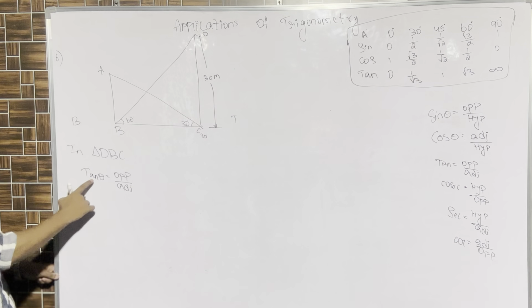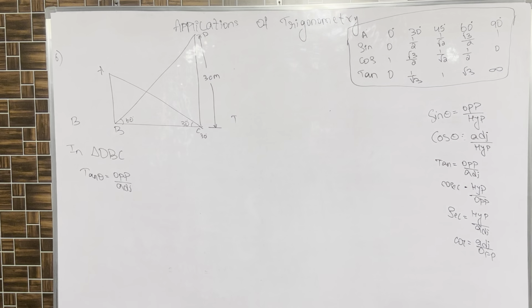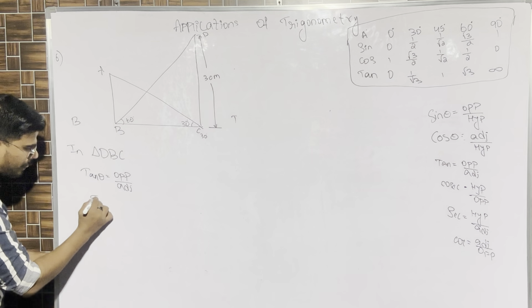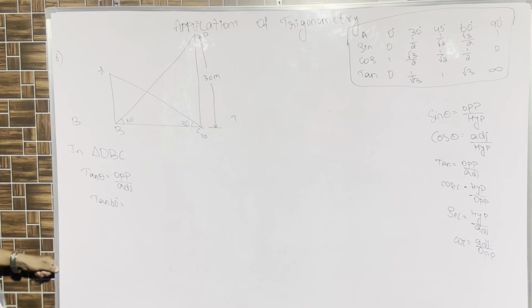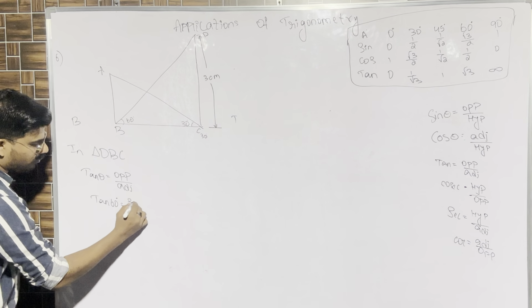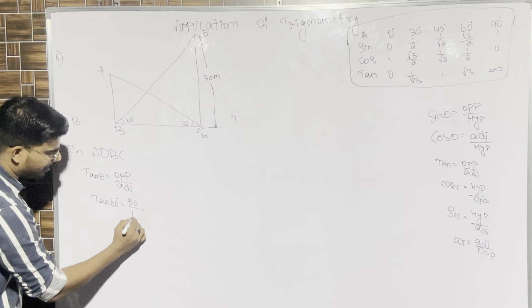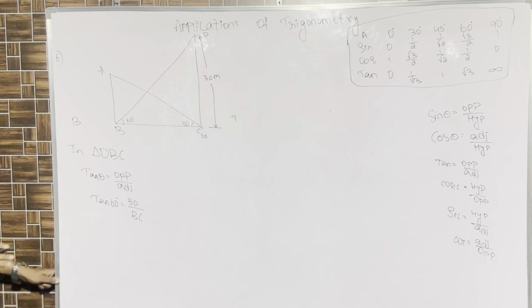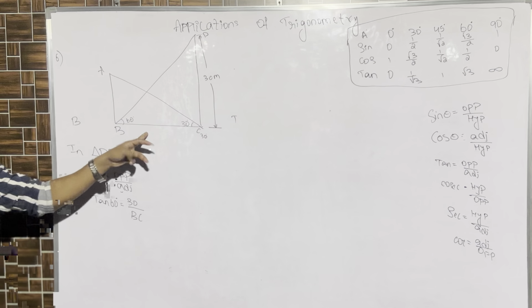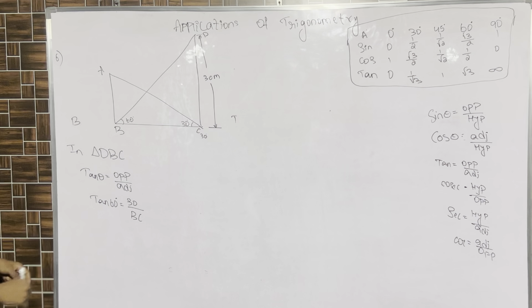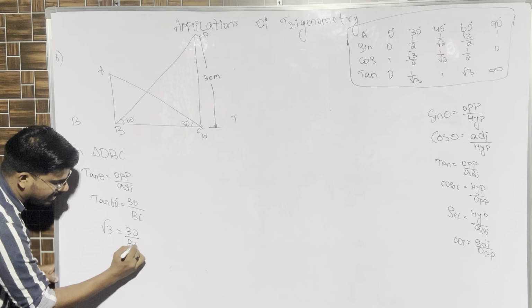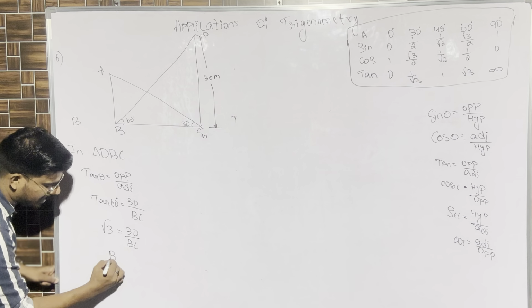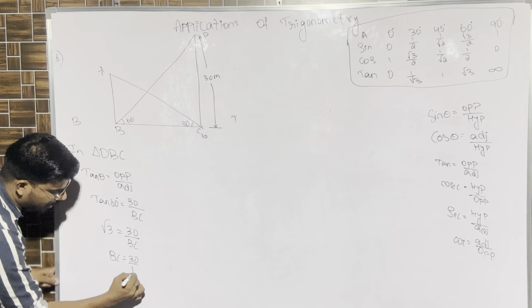Opposite by adjacent. What is the theta? How much is the angle? 60. Tan 60 is equal to opposite 30 by adjacent BC. BC is not required, BC is not asked. However, in order to calculate AB, we are finding BC, so that in the second triangle it will be useful. Tan 60 how much? Root 3. Root 3 is equal to 30 by BC. If I cross multiply, BC is equal to 30 by root 3.